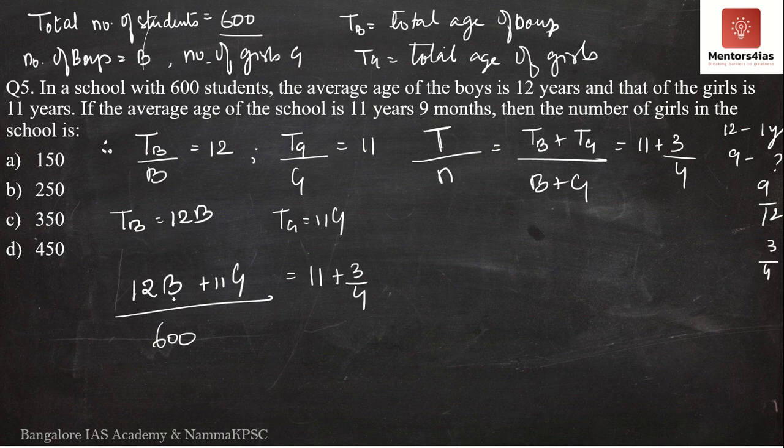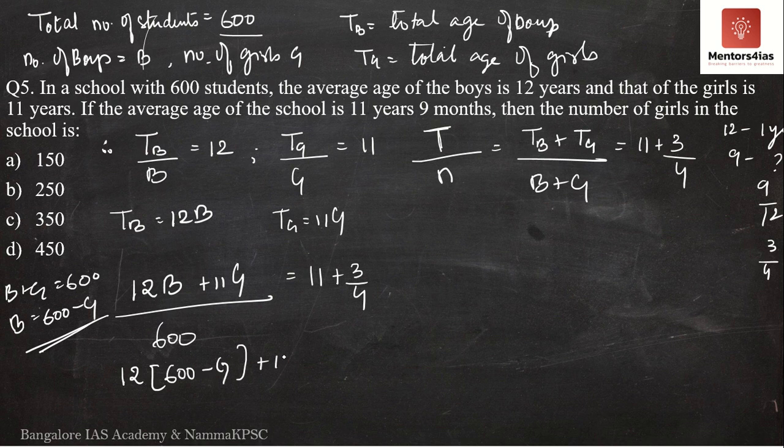Now, we want what? We want the total number of girls. I don't want to find out the total number of boys. I know that B plus G is what? 600. Therefore, what will I do? I will substitute B as 600 minus G over here. So what do we get? We get 12 into (600 minus G) plus 11G divided by 600 is equal to, 4 11s are 44, 44 plus 3 is 47, 47 by 4. We get 47 by 4 over here.